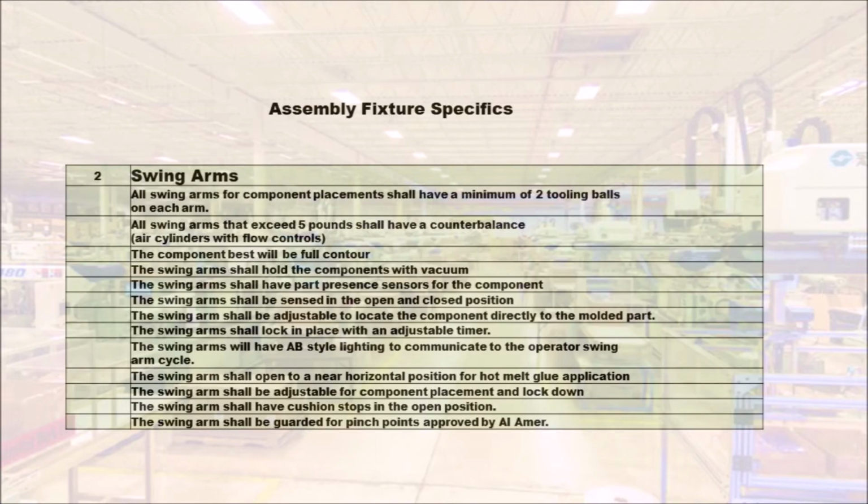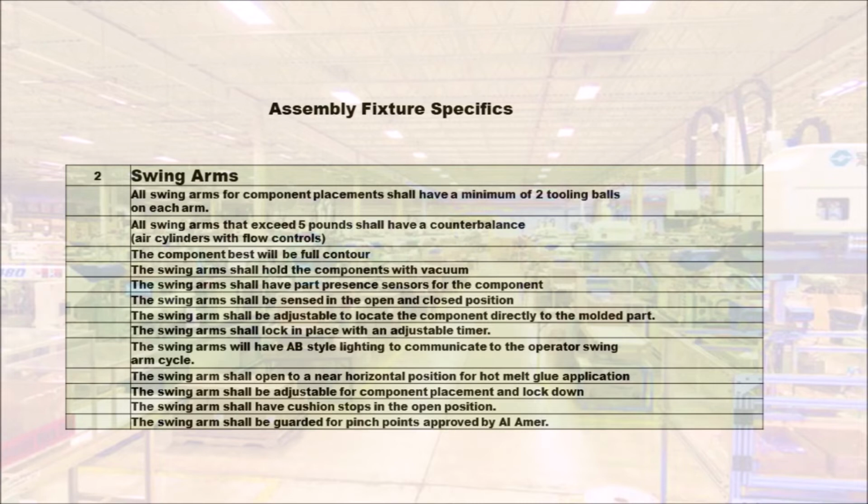Swing arms. All swing arms for component placements shall have a minimum of 2 tooling balls on each arm. All swing arms that exceed 5 pounds shall have a counterbalance, air cylinders with flow controls. The component nest will be full contour. The swing arms shall hold the components with vacuum. The swing arms shall have part presence sensors for the component. The swing arms shall be sensed in the open and closed position.